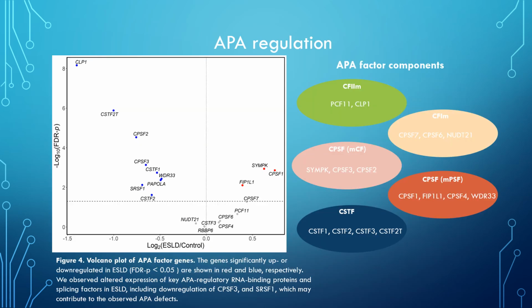To further explore the potential mechanisms underlying these polyadenylation changes, we evaluated the expression of APA factor genes. We observed altered expression of key APA regulatory RNA binding proteins and splicing factors in ESLD, including the downregulation of CPSF3 and SRSF1, which may contribute to these observed APA defects in ESLD.